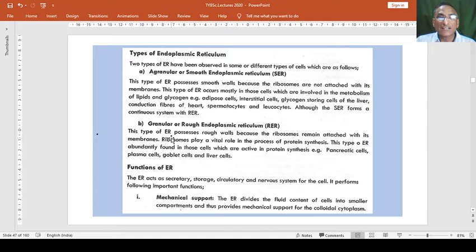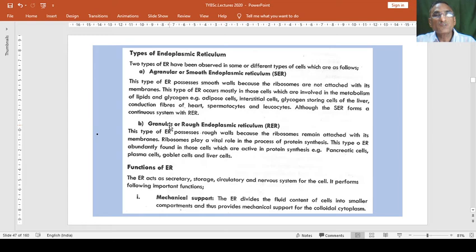Now part B is the granular or rough endoplasmic reticulum. We can call it RER. This type of endoplasmic reticulum possesses rough walls because the ribosomes remain attached to its membranes. And ribosomes play a vital role in the process of protein synthesis. As I told you previously, mRNA and ribosomes play a key role in the formation of proteins, or protein synthesis. Examples are pancreatic cells, plasma cells, goblet cells and liver cells. These are the major types of cells.